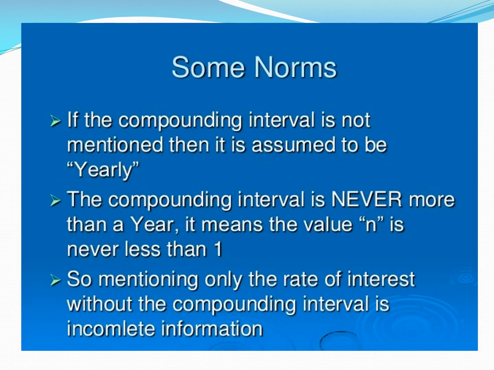If the compounding interval is not mentioned, then it is assumed to be yearly. The compounding interval is never more than a year, which means the value of n is never less than 1. Mentioning only the rate of interest without the compounding interval is incomplete information.